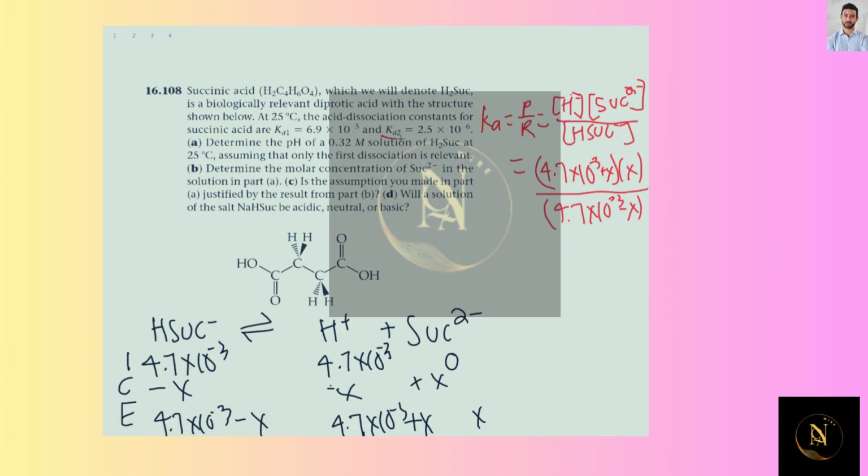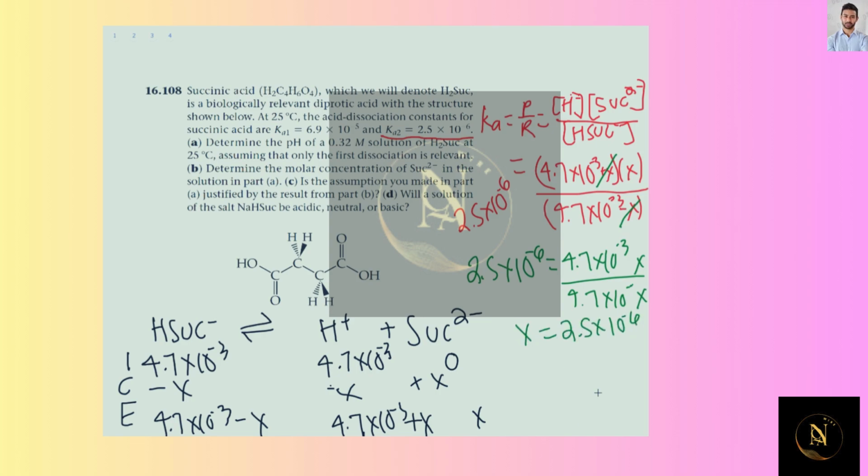We also know our Ka2 value is going to be 2.5 times 10 to negative 6. One thing to note here, once again, is that since our Ka2 value is so small in comparison to our initial concentration, those x's are negligible and we don't need to include them. So our new equation is going to be 2.5 times 10 to negative 6 is equal to 4.7 times 10 to negative 3 x over 4.7 times 10 to negative 3. And when you solve for x, we get x is equal to 2.5 times 10 to negative 6.